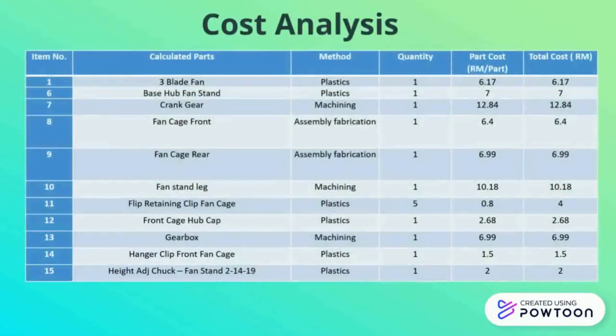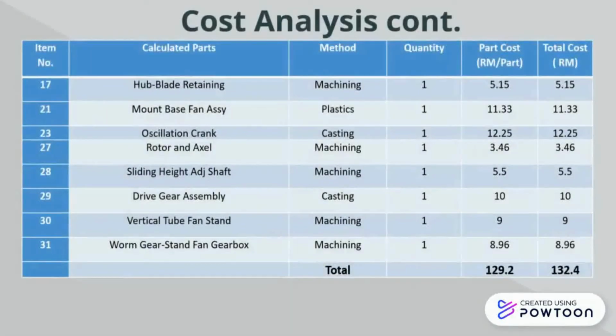This is the table for cost analysis. This table shows the total cost for the parts of the product produced, depending on their processes. After we calculate all the costs for all parts, we can get the total parts cost and the whole total cost for the product that needs special processes to produce the parts. For the cost analysis, the total cost is 132 ringgit 40 cent.